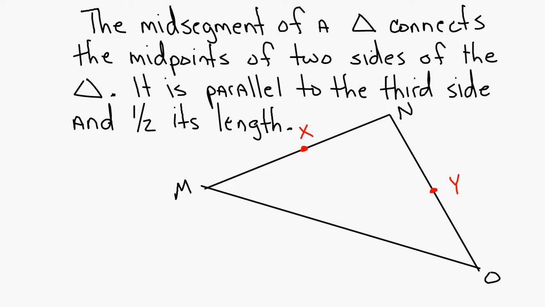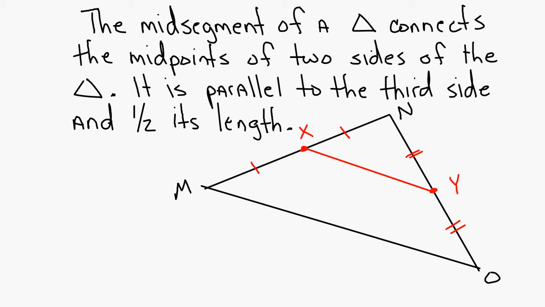If X is the midpoint of MN, then M to X is congruent to X to N, right? And if Y is the midpoint of NO, then N to Y is going to be congruent to Y to O. And if we connect X and Y, we've created what's called a mid-segment. A mid-segment connects two midpoints.